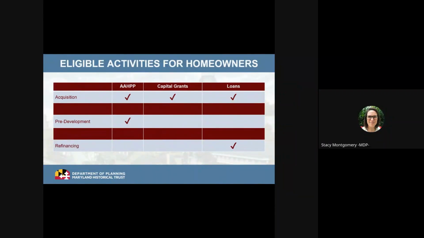So here you can see a table of different types of work for the different programs that are considered eligible capital funding. It's not really easy to see on this slide, but the Historic Preservation Capital Grant is limited to acquisition, rehabilitation, and restoration. For the African American Heritage Preservation Program, it's acquisition, rehabilitation, and restoration, pre-development, which is like plans and archaeology, and acquisition and new construction. And then for the loan program, acquisition, rehabilitation, restoration, and refinancing are all eligible activities for homeowners. So next slide, please.